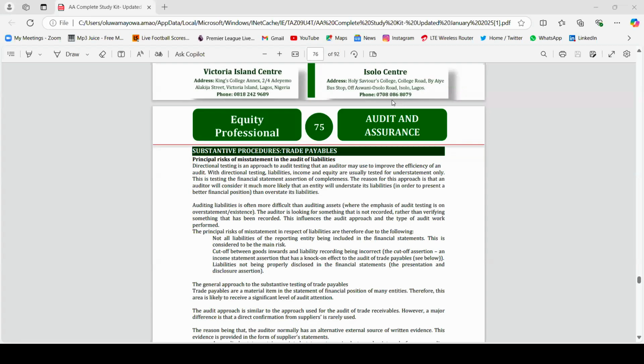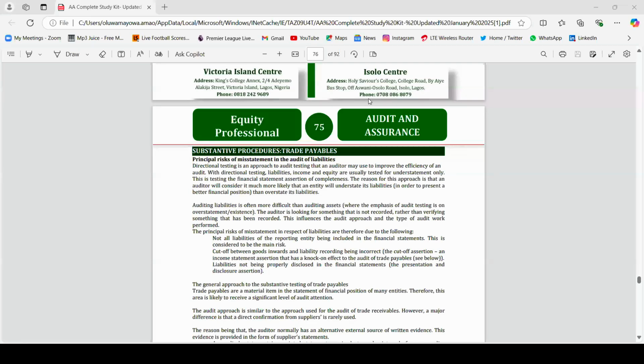Is it that there is an injection of funds? Is it that equity grew? Was there a facility taken? Now, these are all substantive procedures. And last week, the other lecturer will have talked about non-current assets and all of that.